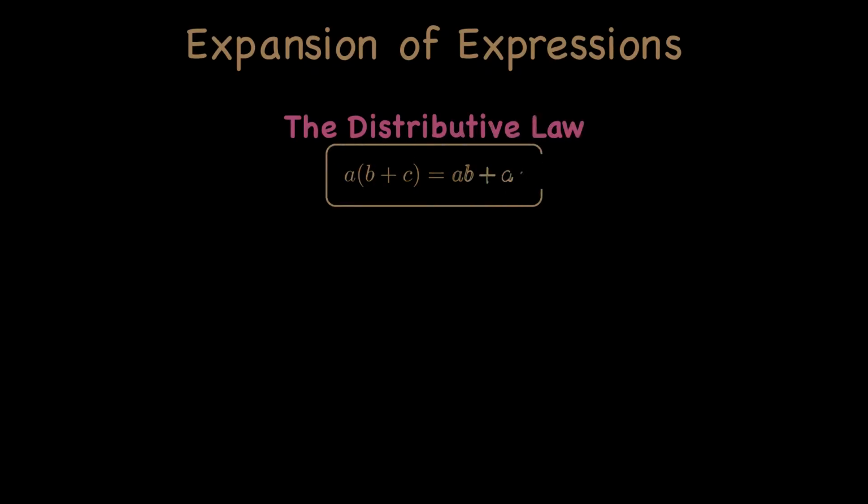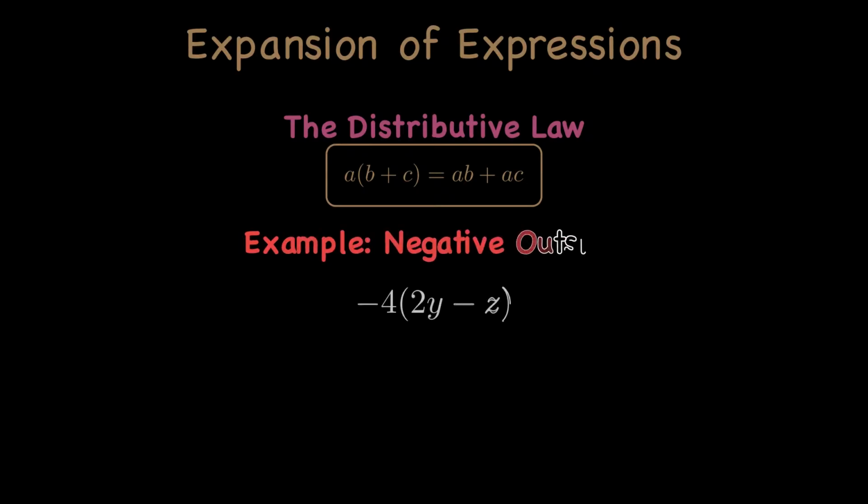Now let's learn about expansion. Expansion means removing brackets from an expression. This is a very important skill in algebra. We use the distributive law. It says a times the quantity b plus c equals ab plus ac. We multiply a with both b and c. Let's see this visually with 2 times the quantity x plus 3. The 2 multiplies both x and 3. We get 2 times x plus 2 times 3, which simplifies to 2x plus 6. That's our expanded form.